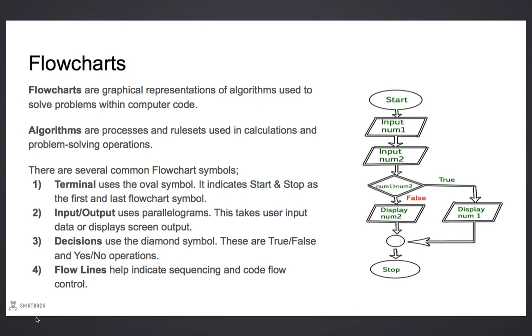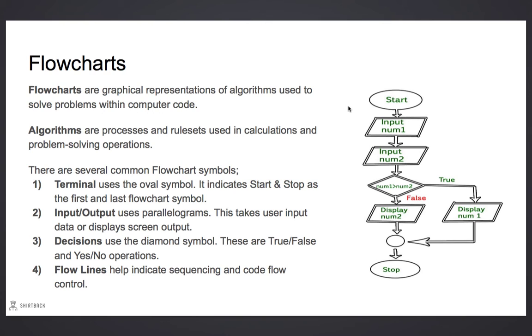Flowcharts are graphical representations of algorithms. We use them to solve problems within computer code. Algorithms are the rule sets that we use to calculate and solve our problem operations. There are several common flowchart symbols. Over here to the right in our screenshot, we have a sample flowchart.